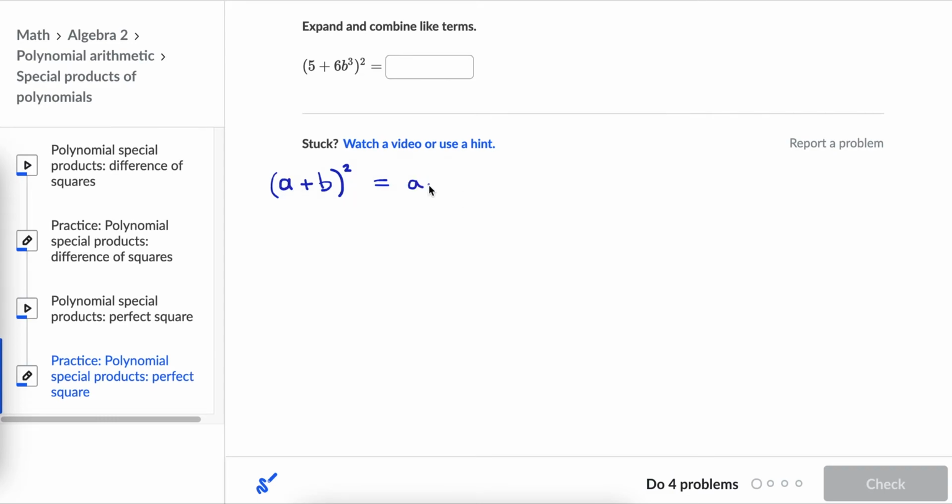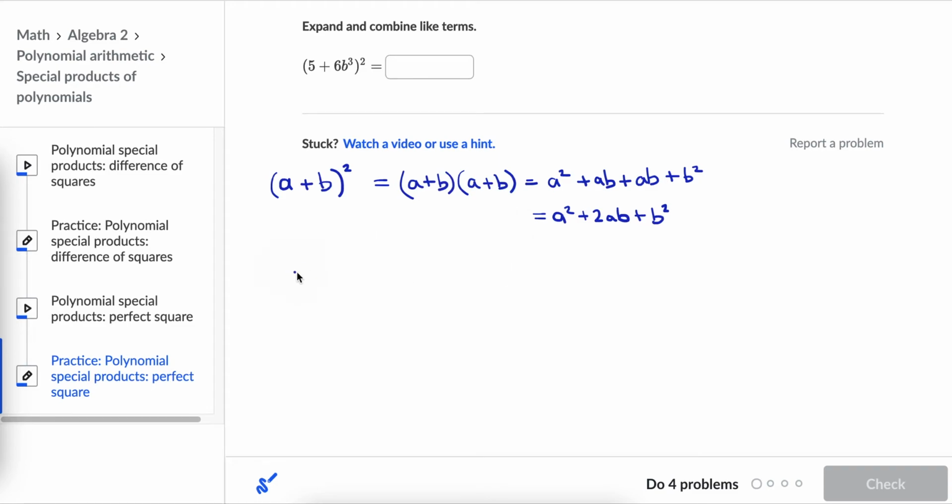It's basically a plus b times a plus b. And so foiling that out, you get a squared, and then you get plus a times b, and then plus b times a, which is a times b again. And finally you get plus b squared. Combining like terms, you get a squared plus 2ab plus b squared. So this is a nice, useful rule to use.